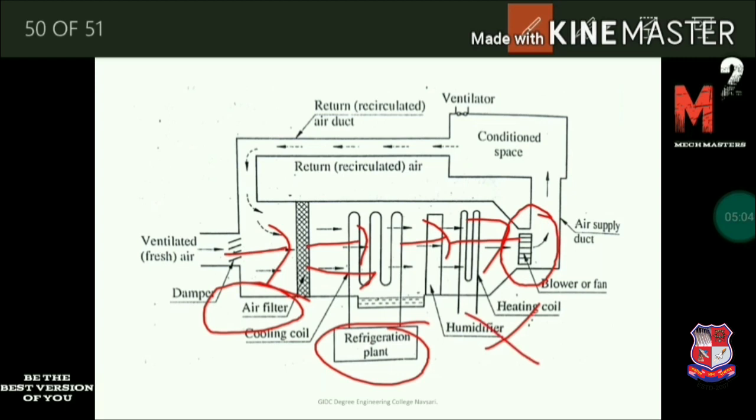The heating coil is closed, and in winter the refrigerant plant is closed. So this is the air conditioning system we use in all seasons.